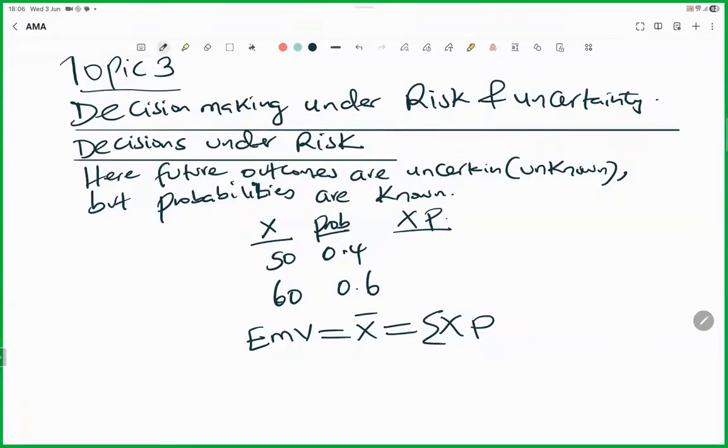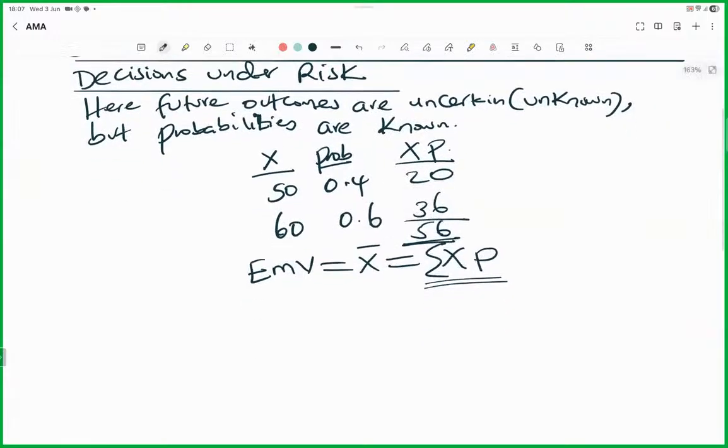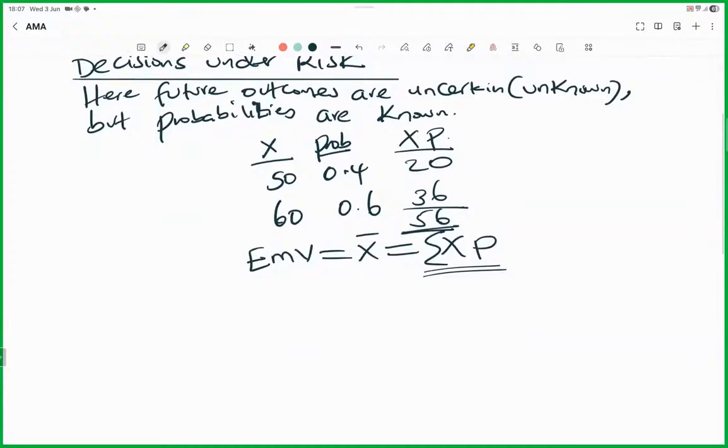So like 50 times 0.4, you don't need a calculator there, that is 20. 60 by 0.6 is 36. At the end of the day, you must sum, which gives us 56. So whenever you see probabilities being given, you know straight away that we are under a risk environment.